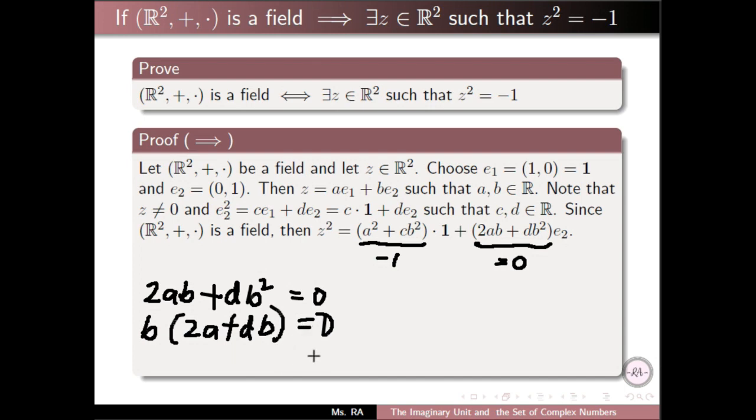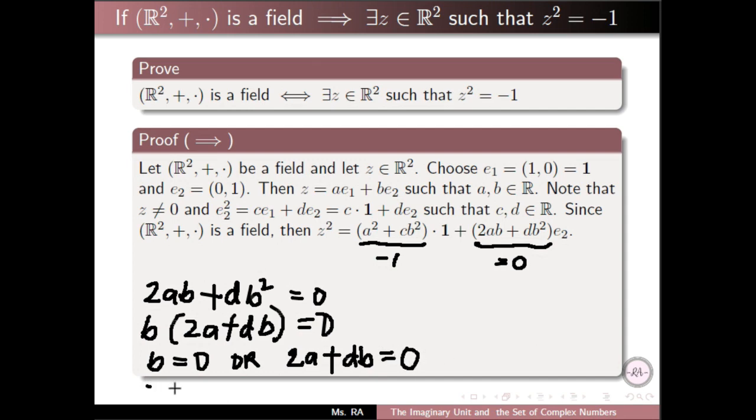It's always missing one bar. Now, observe that b, a, and d are elements of the real numbers. It's a field. That is the algebraic structure of the set of real numbers, which basically means that there is no zero divisor. That means we can have b equal to 0, or 2a plus d times b is also equal to 0.